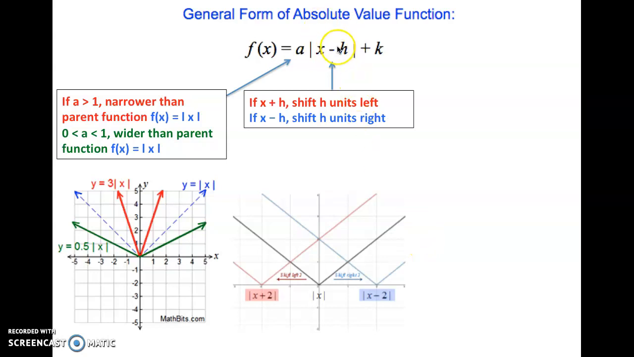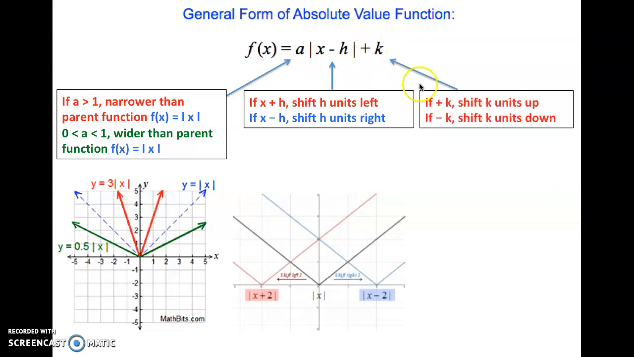If this had been, for instance, x minus 4, well then you would move right 4 units from the origin. You always go back to the parent function. Now let's look at this outside the absolute value. If they add or subtract a value outside the absolute value, your graph is going to shift up and down. So for instance, if they add some number k, it's going to shift that graph k units up. If you subtract k, it's going to shift k units down.